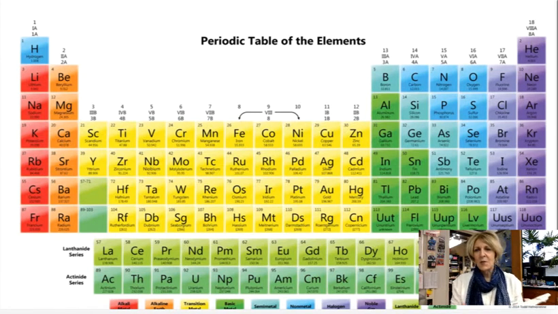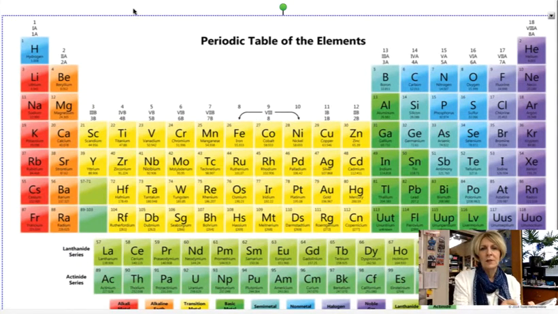Hi guys, this is Mrs. Foy, and this is an introduction to nomenclature, right? So this is how we name things in chemistry and how we write the formulas for them.